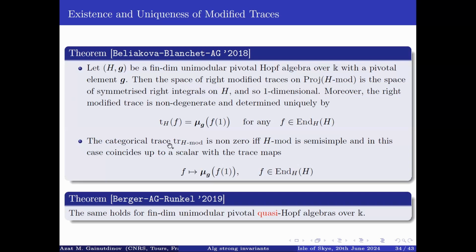The formula for the modified trace on the projective ideal is uniquely determined by this formula. You start with an endomorphism, any H-linear map, of your projective generator H. H is a projective object, but it's even a projective generator. The value of the trace is: you evaluate this endomorphism on the unit, you get an element in the algebra, and you evaluate the integral of the Hopf algebra, where mu G is the integral shifted by the pivotal element.